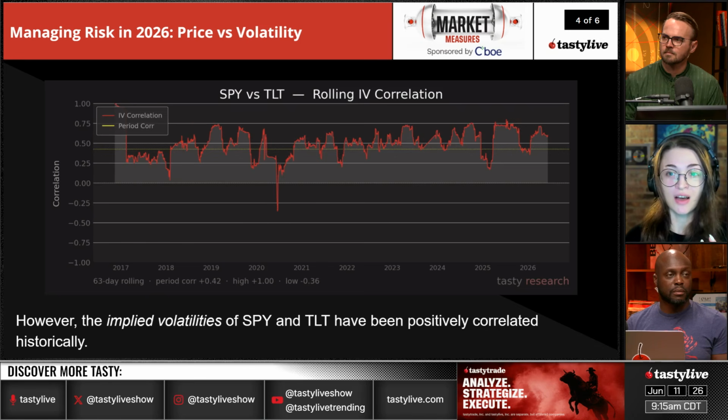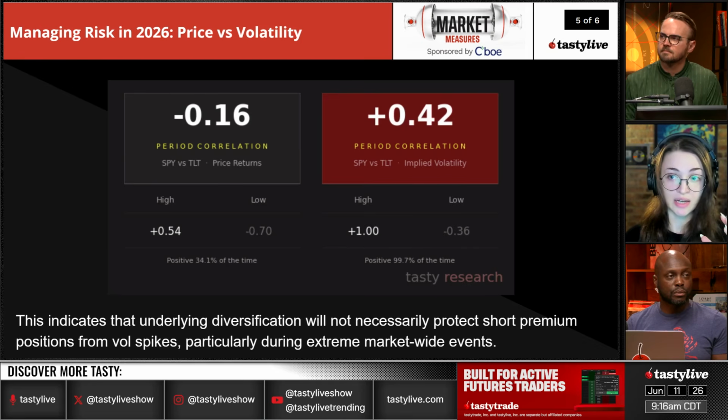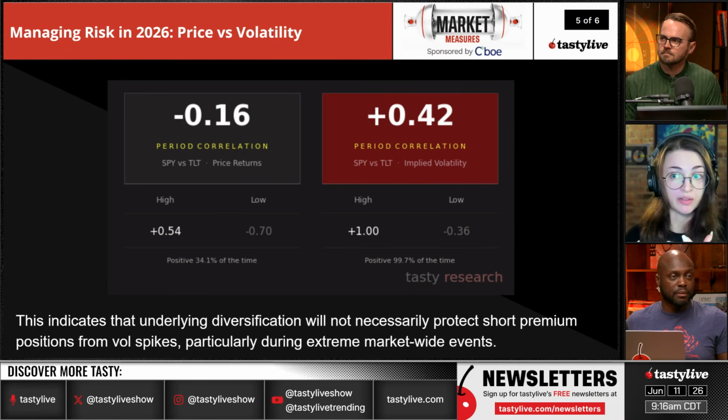But the implied volatility correlations of SPY and TLT are actually consistently high and consistently positive. So if we go to the next slide, what that tells us is that even though we might get some directional buffer from SPY and TLT in this example, historically moving in either opposite or independent directions, the implied volatilities for short premium positions for these two assets are more likely to move together.